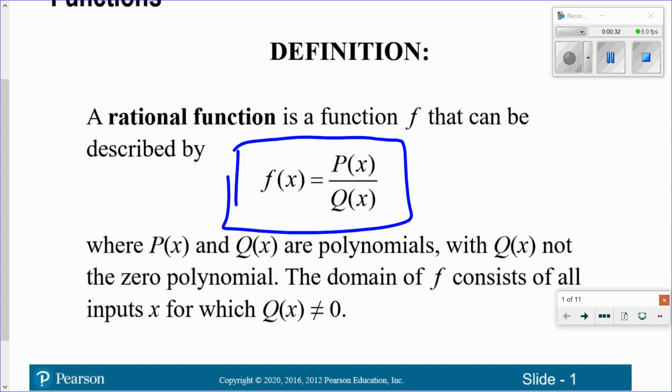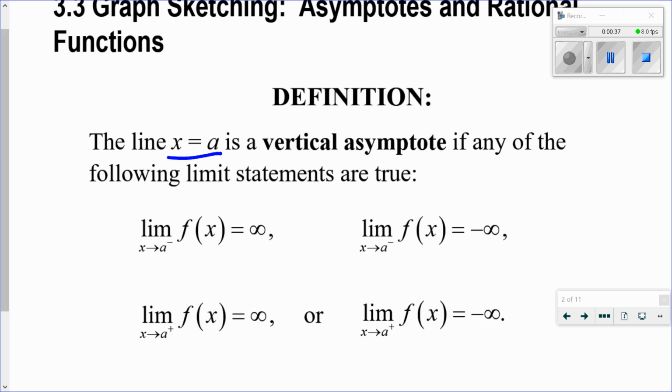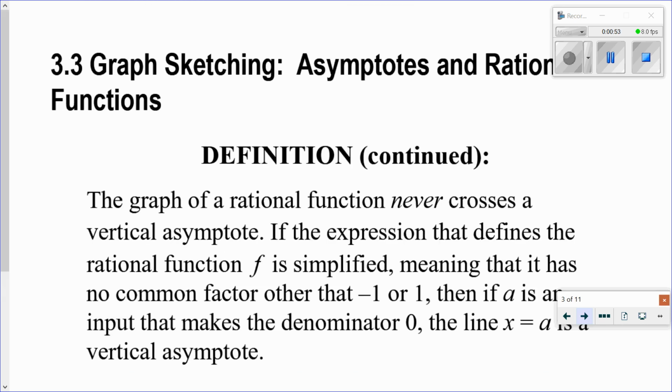Okay, so let's look first at vertical asymptotes. Vertical asymptotes, you must write the answer in x equals a, x equals some number format. A vertical asymptote is a vertical line. Okay, it is a line that goes on and on forever. It is a vertical line that your function will never cross.